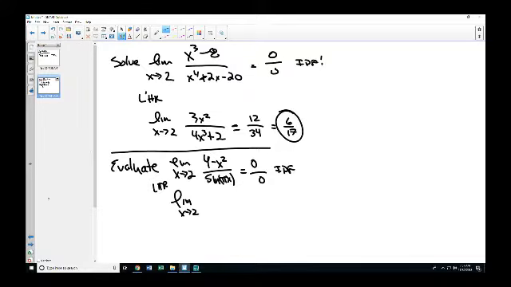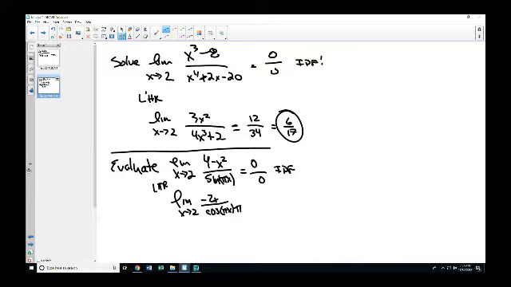Derivative of the top: negative 2x. And the bottom: cosine pi x, plus chain rule. It's a chain rule. What's the derivative of the inside? Pi. Yeah, don't forget that chain rule.